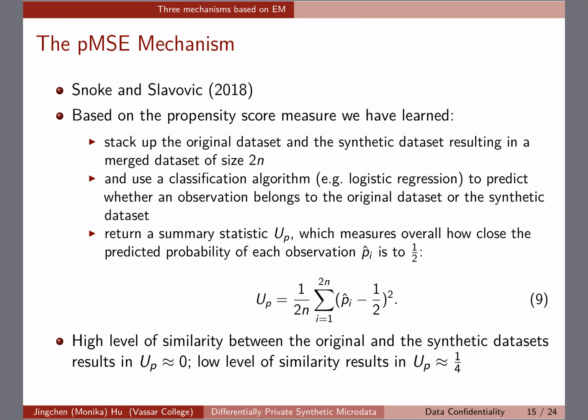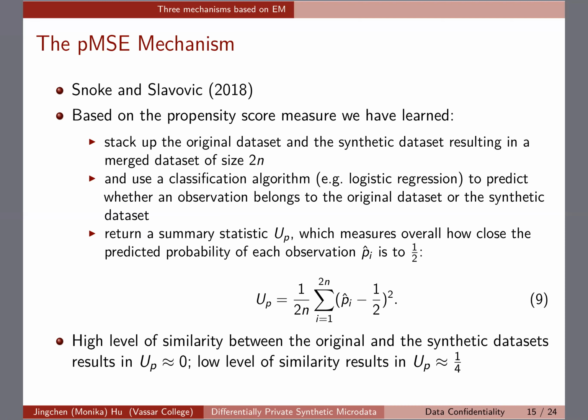Yeah, it depends on how you define it. Say PI hat is the predicted probability of observation I belonging to the synthetic data. Then if the algorithm cannot really differentiate the two data sets, you will have a PI hat close to 1/2, okay? So we came up with this equation 9, UP, that is looking at the squared distance of PI hat from 1/2, right? And then take the average, okay?